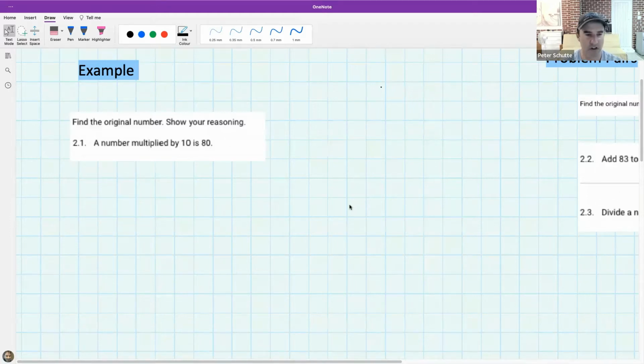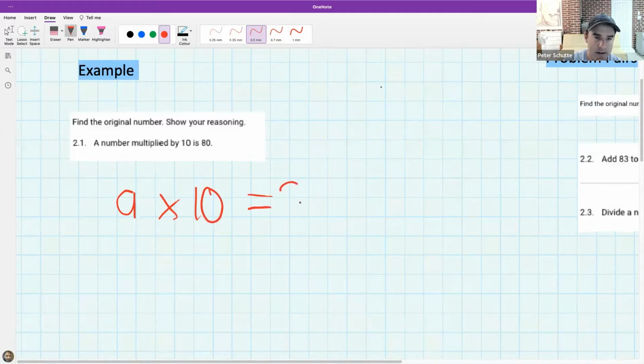If you can, put your answer in the chat. There we go. So a number will be a variable. So we have a choice. Normally with variables, we'll use a letter. So I'm just going to use the letter A. But I could have used X or Y. A number multiplied by 10 equals 80. So that is step 1.